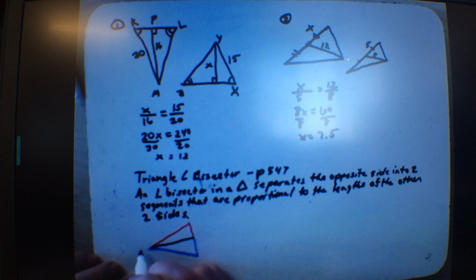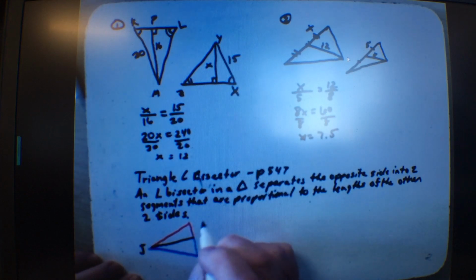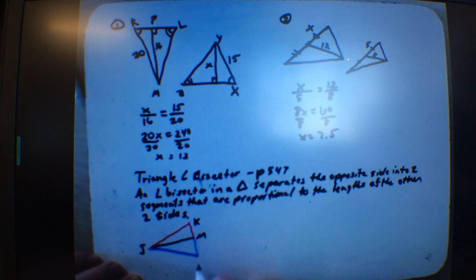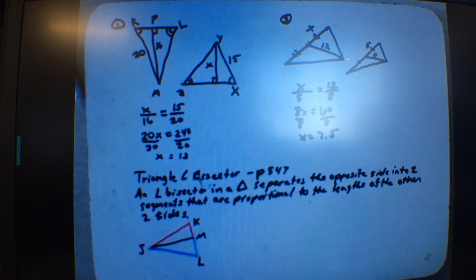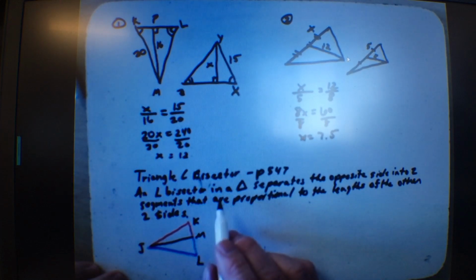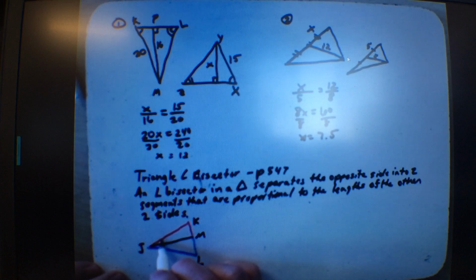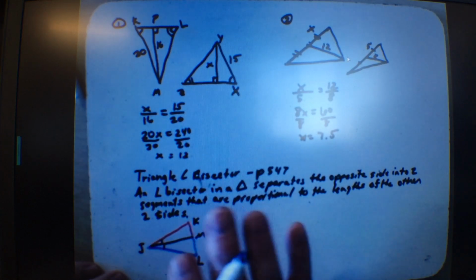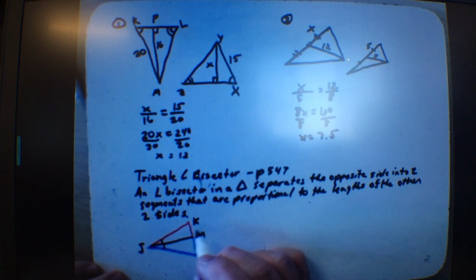Okay. So this is J, and this is K. This is M, and this is L, okay? I don't know if you can see the different colors very well, but what this theorem says is, well, first of all, this is an angle bisector. Do you understand that? And we have 3 of them, so this can apply to any of them. But it says, see these 2 segments that are formed on the opposite side? See this segment here and this segment here?